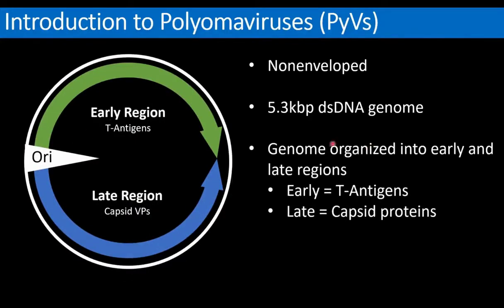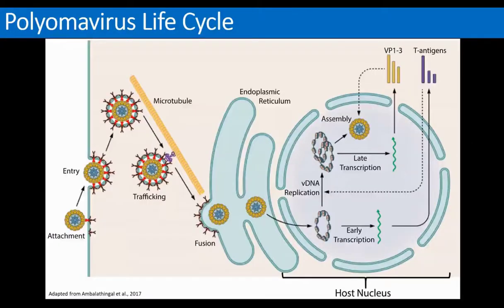The genome is organized into early and late regions. The early region expresses tumor or T antigen proteins, which we're going to talk a lot more about today. These T antigen proteins permit and enhance infection. The late region expresses the structural capsid proteins VP1, 2, and 3. And finally, viral genome replication and assembly of new viruses occurs in the host nucleus.